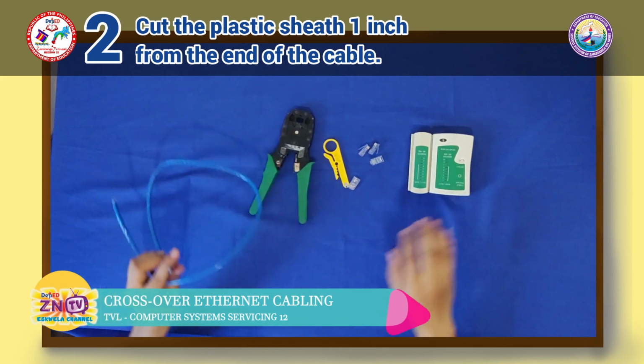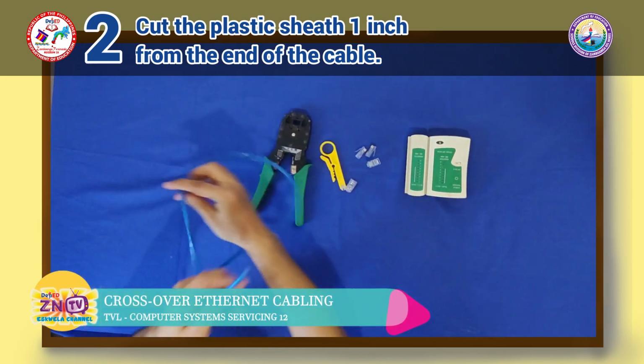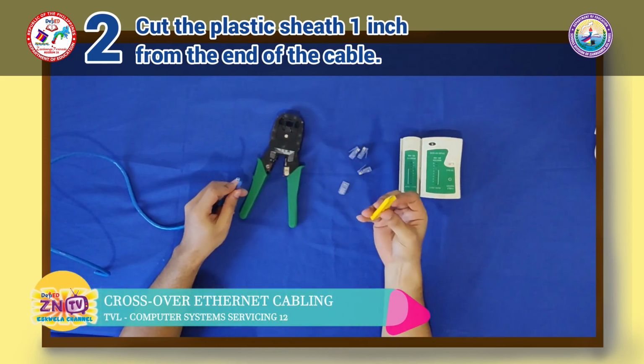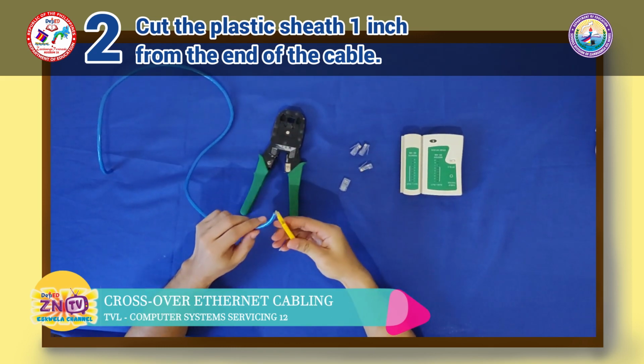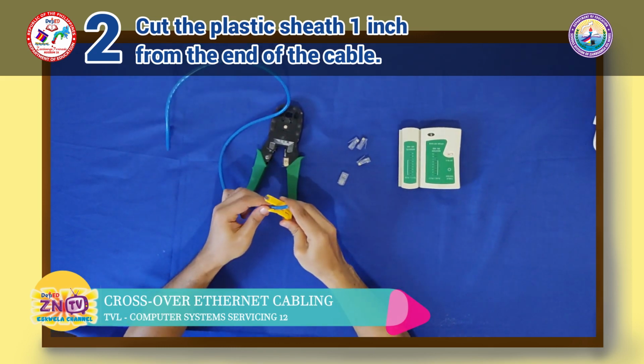Second step, grab your UTP cable, wire stripper, or your crimper and cut the plastic sheath 1 inch from the end of the cable.